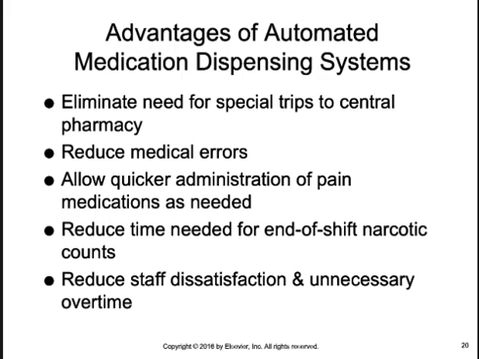Advantages: eliminates the need for special trips to central pharmacy, reduces med errors, allows quick administration of pain meds as needed, reduces the time needed for end-of-shift narcotic counts, and reduces staff dissatisfaction and unnecessary overtime. How does this type of system increase the safety for patients? Automated medication dispensing systems reduce med errors. Some systems allow only the drawer housing the ordered med to be opened. Automatic documentation also leads to safer med administration because manual documentation is no longer necessary.